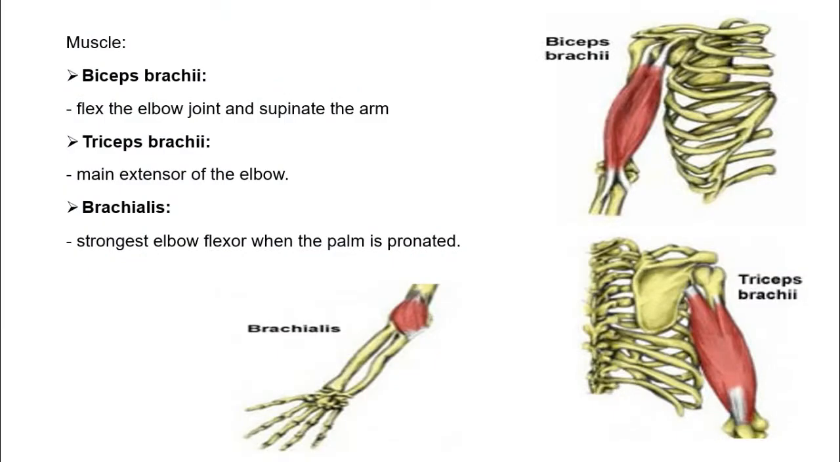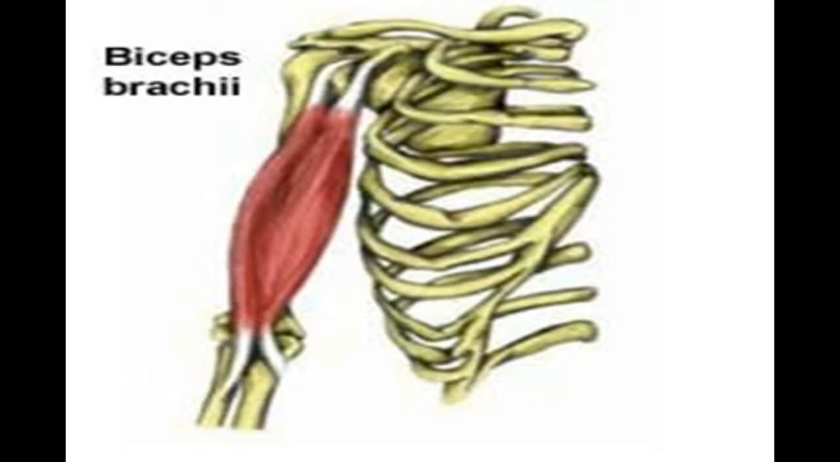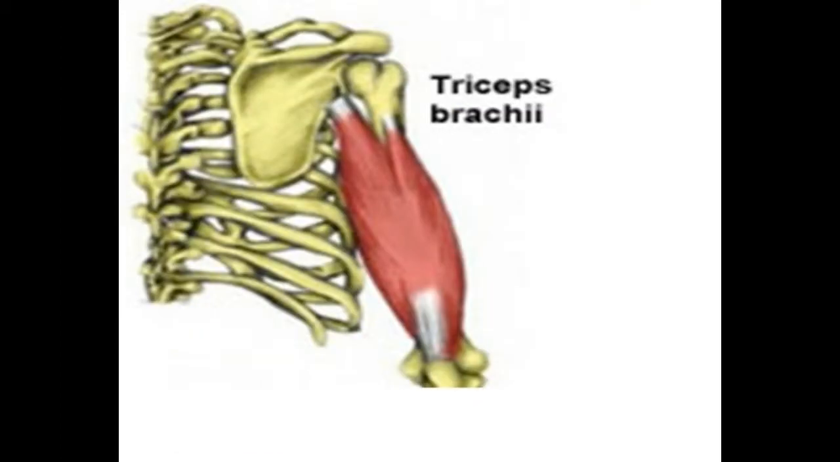There is a large number of muscles which cross the elbow joint, enabling it to flex, extend, supinate, and pronate. Following are the largest and most commonly injured ones. First is the biceps brachii. It flexes the elbow joint and supinates the arm. Next is the triceps brachii. It is the main extensor of the elbow.